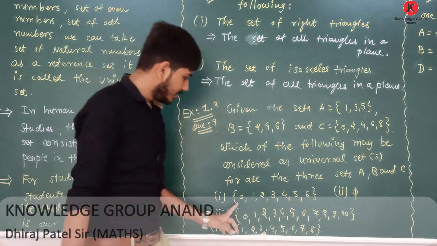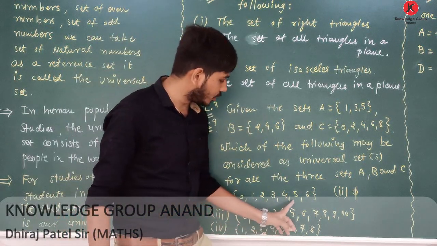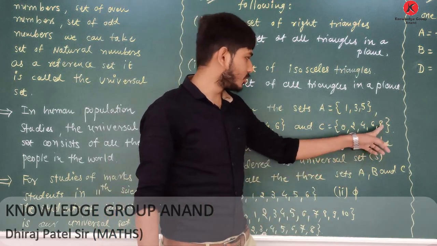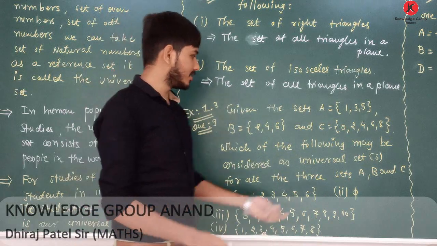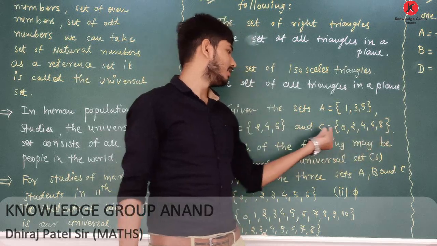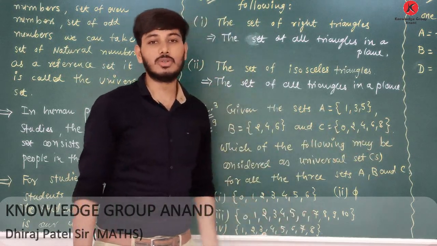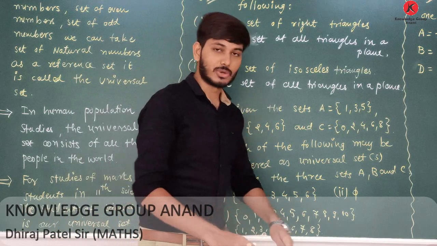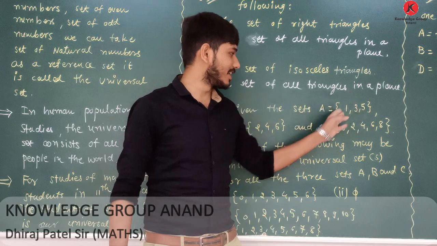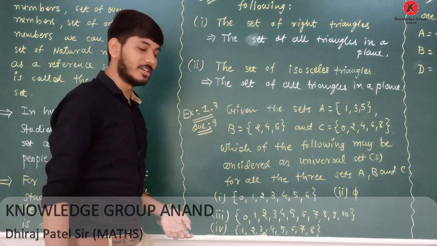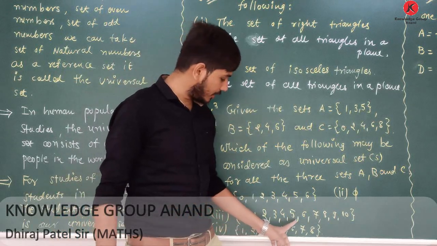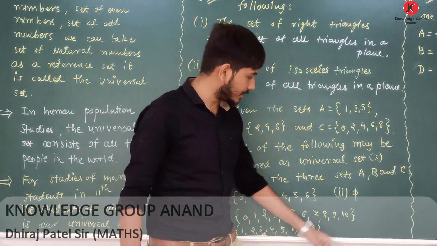See here, the first set 0, 1, 2, 3, 4, 5, 6 is there, but 8 is not there. Therefore, we cannot consider this as a universal set because 8 is an element of C but not in our universal set. Therefore, the first option is wrong. Second one, the null set, which is not possible because the sets have 3 or 5 elements.